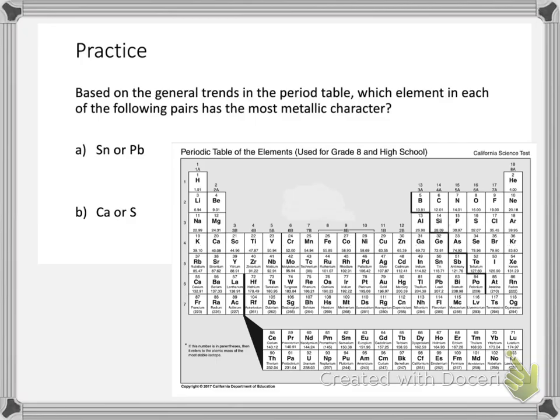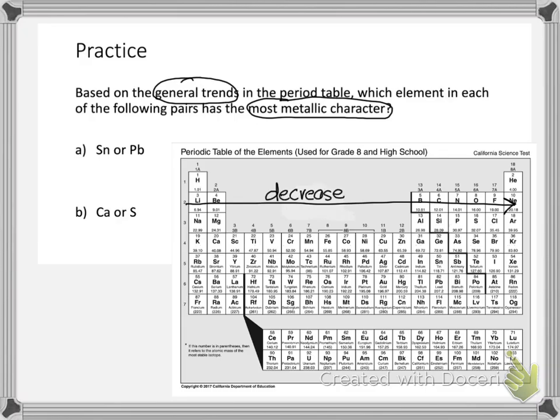Okay, so it says, based on the general trends of the periodic table, which is the most metallic? I'm going to write the trends again just because this is how we think about it. So it decreases. So this is more, this is less. And as we go up, it does the same. So this is more, and that's less.